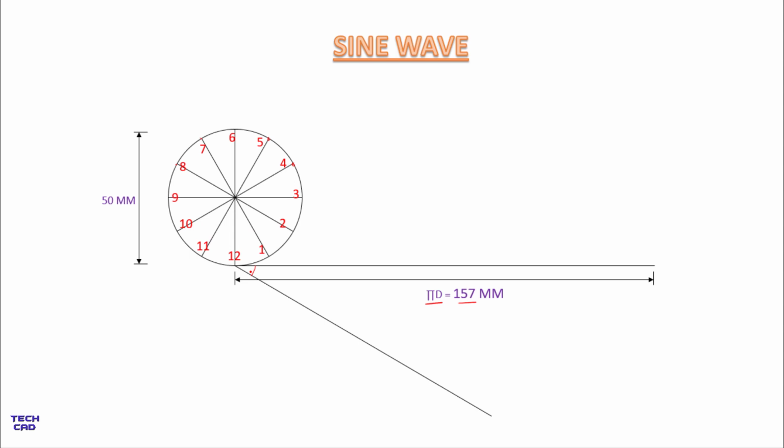Now with the help of a compass, open your compass up to any distance and mark an arc over here. Now move your compass forward with the same distance and mark an arc over here. Again take your compass forward with the same distance and mark an arc over here. Again take your compass forward and mark an arc over here. In this way you can divide this complete line into 12 equal parts. So these are the 12 equal parts.